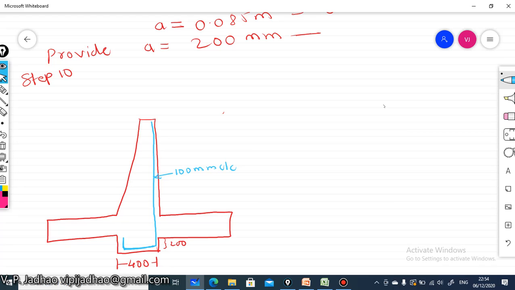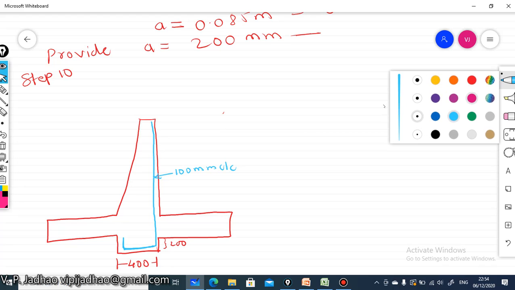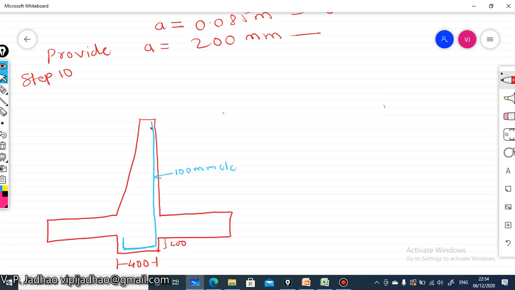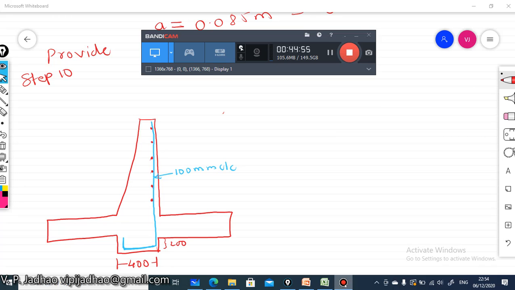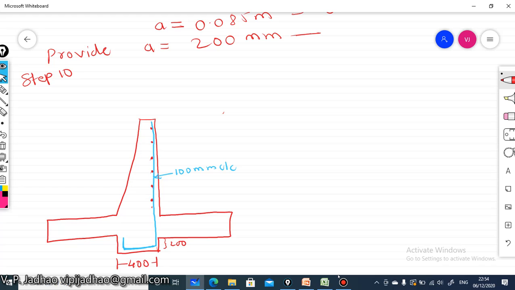Next we have to provide some distribution steel here on the tension face. The distribution steel will be like this, up to this point. This distribution steel is provided at a spacing of 270 mm center to center.